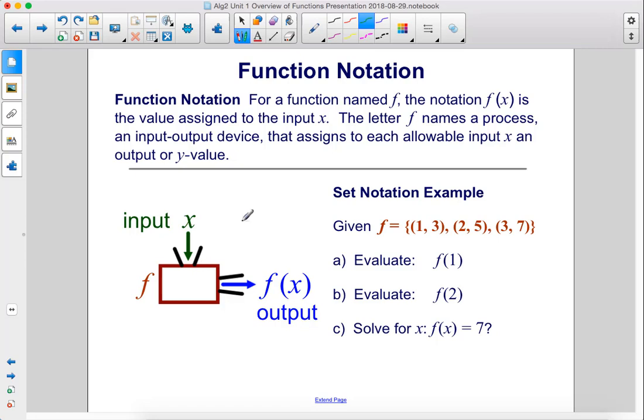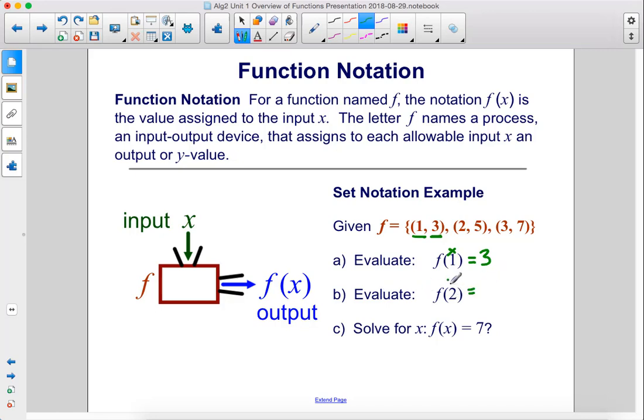Alright, so here's an example with set notation. Given f equals (1, 3), (2, 5), and (3, 7), evaluate f of 1. That means that when x is 1, what is y? So here we go through and we see, this is where x equals 1. When you put 1 into the function, you get 3 as an output. So this answer is 3.